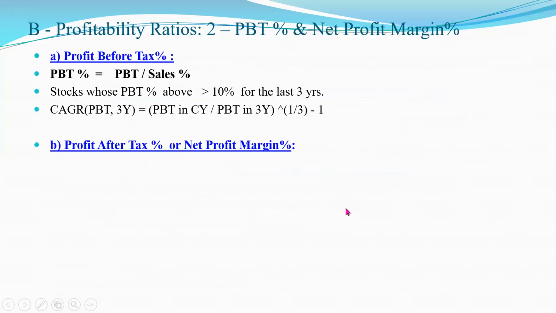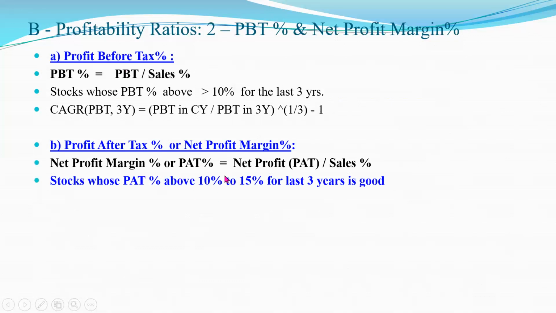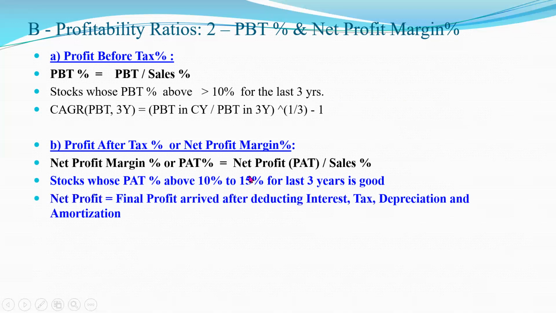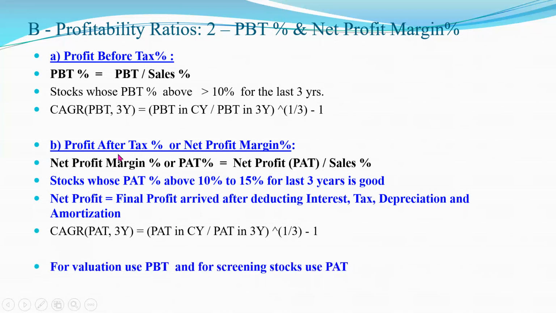So let's see the first ratio. Profit before tax divided by sales percentage into 100. Anything around 10% is good. Below that is not so good. Anything about 10-15% in the last 3 years is good. Below that, it is okay, depending upon the market conditions. Net profit is nothing but you take the final profit after deducting interest, tax, depreciation, amortization, everything. For valuation point of view, use PBT. For picking up the stocks, you may use PAT.